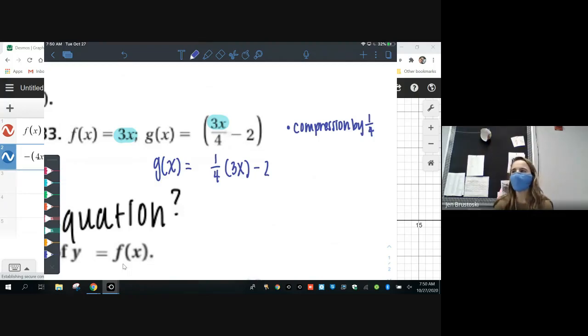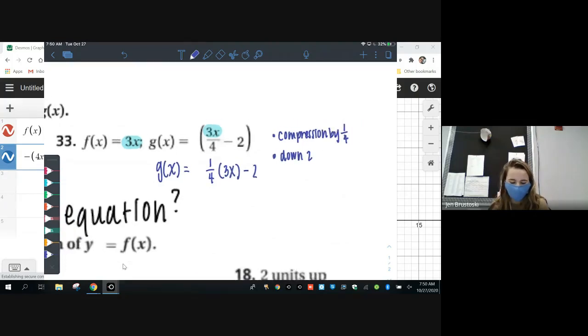What's that -2 doing? It's outside the parentheses. Chase? Yeah, shifting it down 2. And that's all it wanted for that problem, was for you to just look at the equation from the parent function and the new transform function and just say, what happened to the graph, without ever seeing the graph.